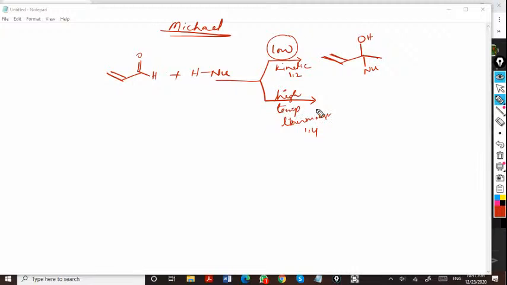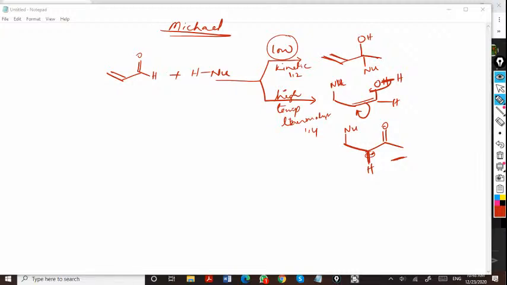Okay, if it is high temperature it will be 1-4 addition, so hydrogen here and nucleophile will be here. Okay, once this is formed, this is going to result in the keto-enol transformation, so this will become a double bond and here it becomes minus, which is supported by the plus, so hydrogen. So this is 1-4 addition.